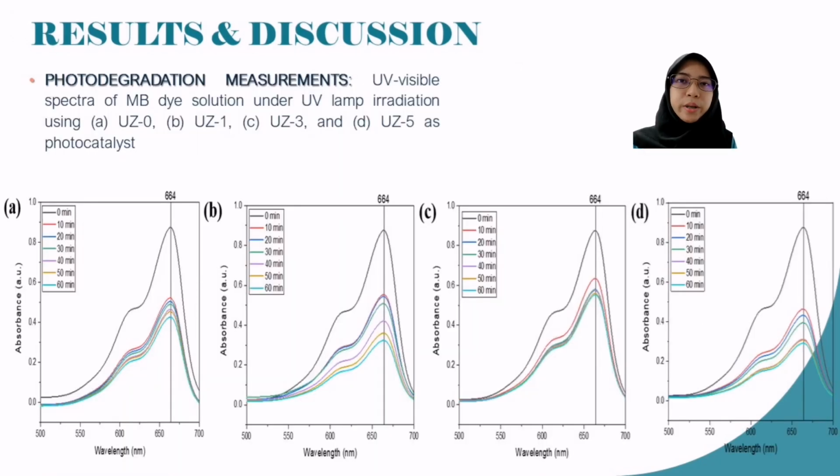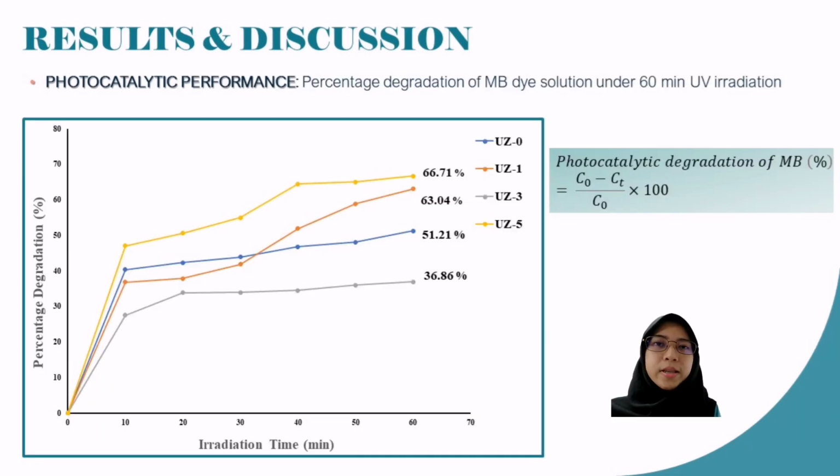Next, photodegradation measurement. The figure shows the UV-visible spectra of MB dye solution at different weight percentages of prepared catalyst under UV lamp irradiation within 1 hour. Next, photocatalytic performance. This graph shows the percentage degradation of MB dye solution under 60-minute UV irradiation. The photocatalytic degradation of MB was calculated using the following equation. From this graph, UZ3 shows a low photocatalytic performance compared to UZ1 and UZ5, which is only about 36.86%.